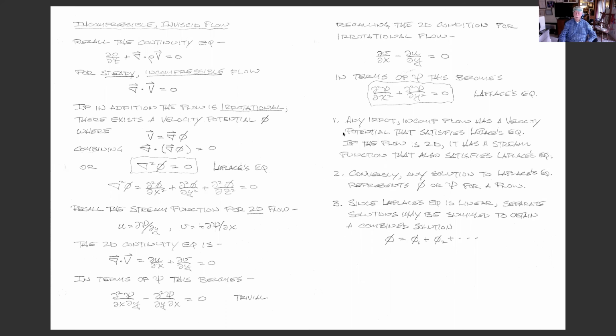One is that any irrotational incompressible flow has a velocity potential, satisfies Laplace's equation. If the flow is two-dimensional, it also has a stream function, satisfies Laplace's equation. Conversely, any solution to Laplace's equation represents phi or psi for a real flow. Now, is it meaningful? Who knows? But any solution to Laplace's equation defines a flow. And I brought up over here, it's linear. So we could have an array of solutions and we can add them up, and that's another solution, as many solutions as we want to add.